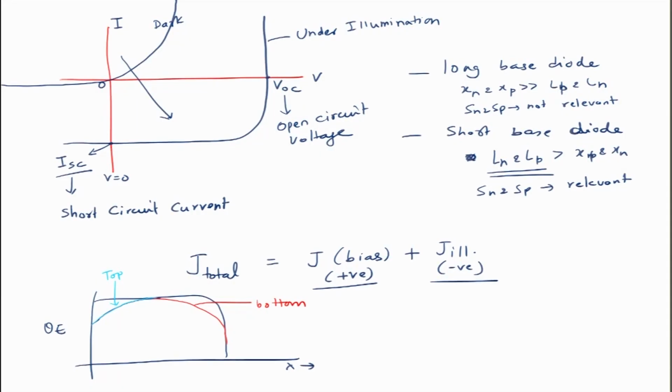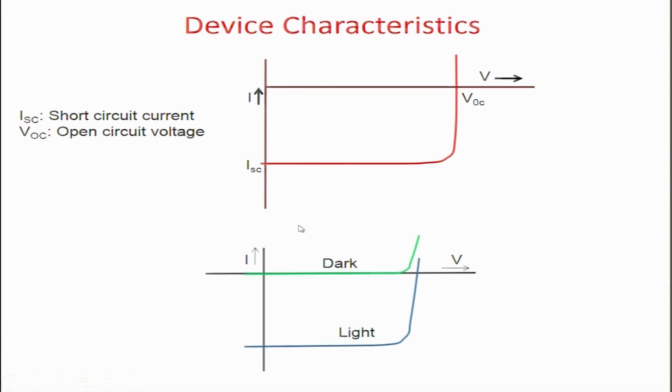So, now we will move on. These are the device characteristics that you get for a solar cell under illumination. As I said, the current at 0 bias is called the short circuit current, and the voltage at which the current becomes equal to 0 is the open circuit voltage.